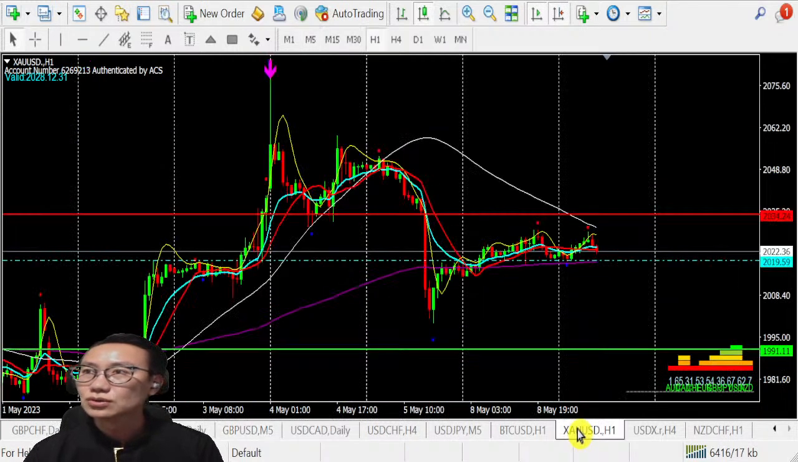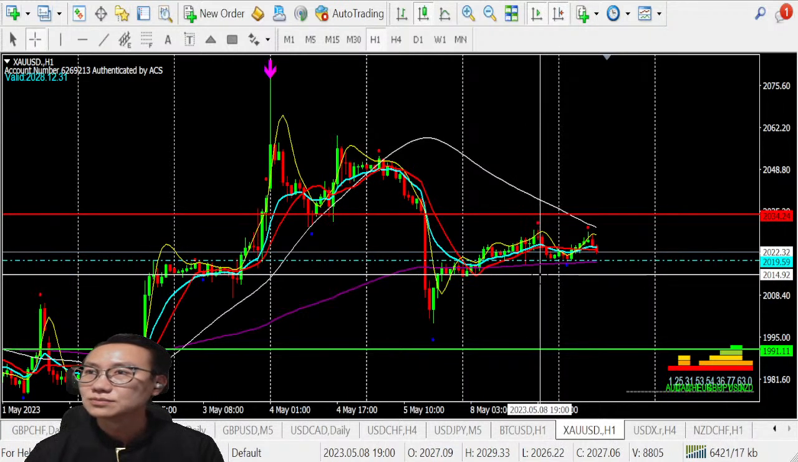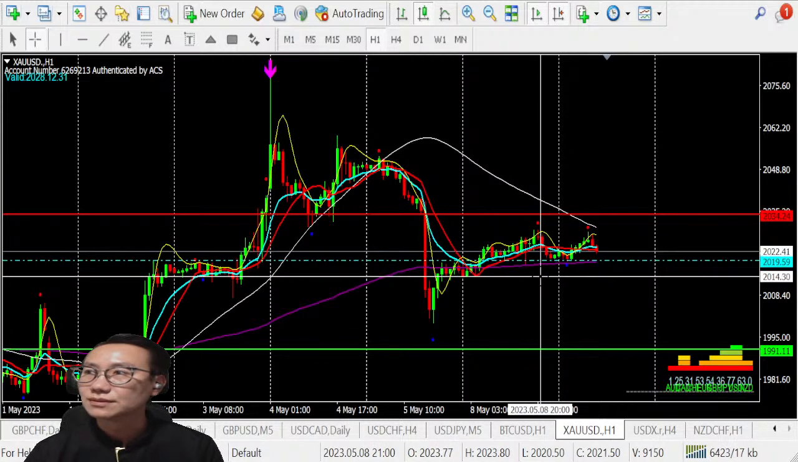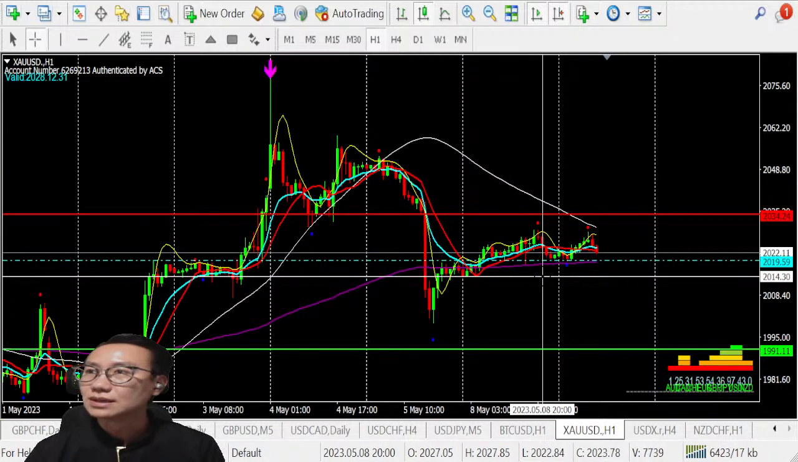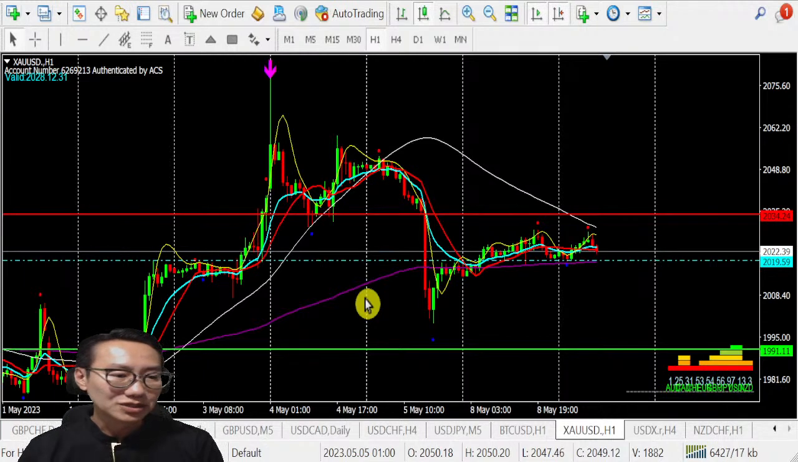Okay, let's take a look at the gold. 2015 should be here, around here. So the gold is still looking out for that. Okay, looks good. It looks good as well.